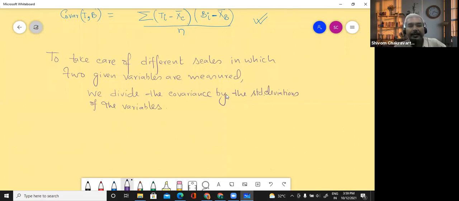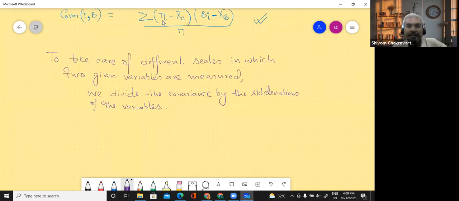Now we know that standard deviation is a more robust measure. For one thing, it is in the units of the variable. Here, the units are the square of that. Standard deviation becomes in the units of the variable. So when we divide by the standard deviations, the result will be unitless.